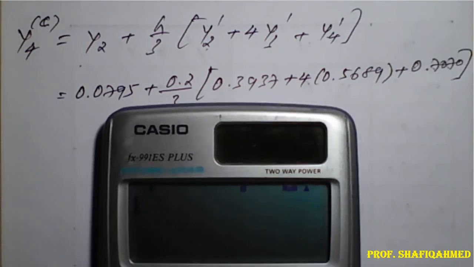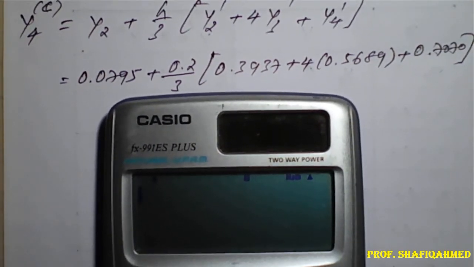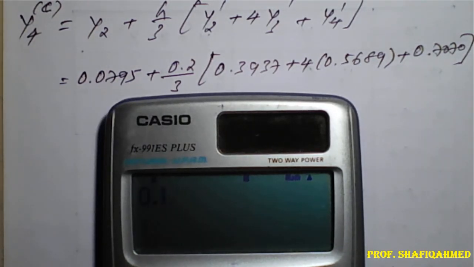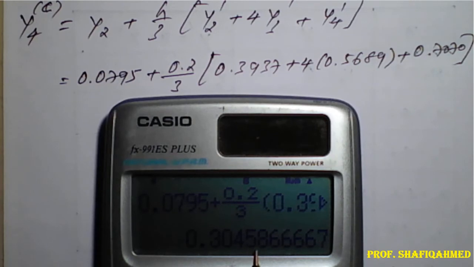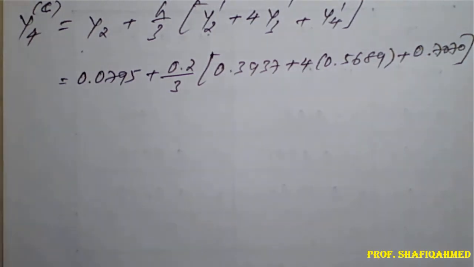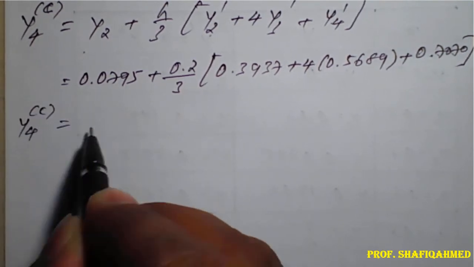So we'll enter this data now in the calculator. At once I will try to enter and we'll see the solution. 0.0795 plus fraction, that is 0.2 divided by 3, then into bracket 0.3937 plus 4 into 0.5689, close the bracket, plus y4 dash value, that is 0.7070, close the brackets, equal to sign, and you will find the answer 0.30458. 8 is more than 5, add to the previous decimal, so it will become 0.3046.